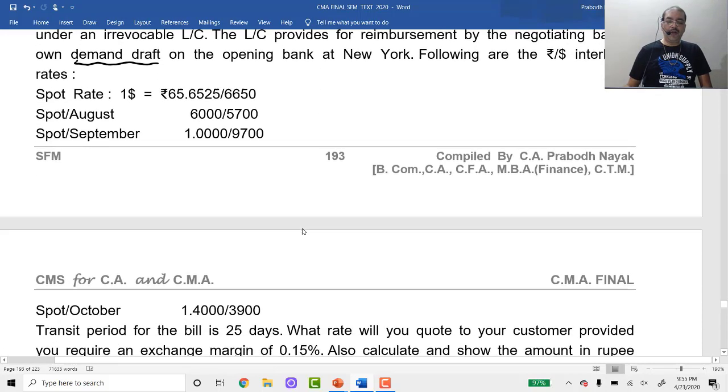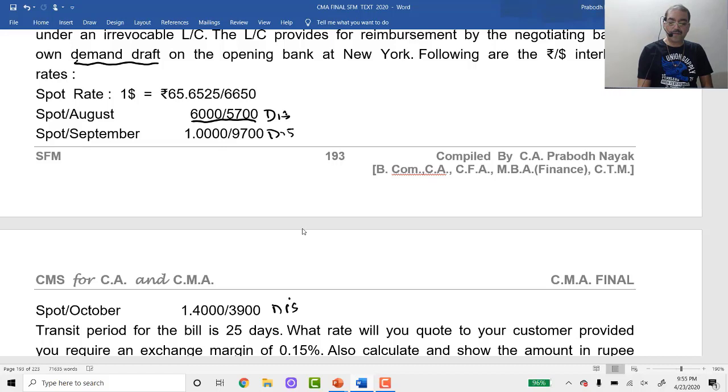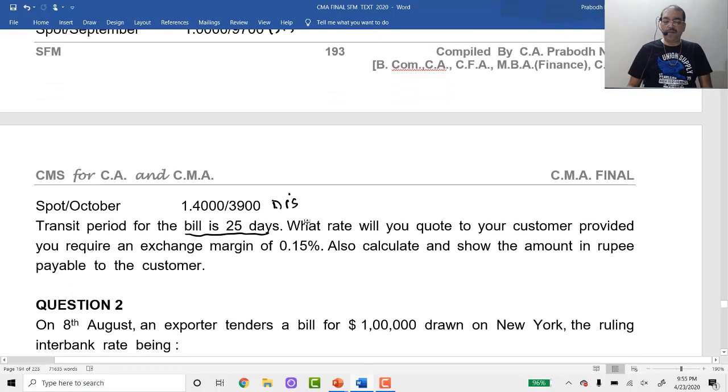Okay, so what is the meaning of this now? If you see for August, if I am going for the August rate, it is in the declining order. That means it is at discount. This is again at discount. If you see the next one, that is again at discount. So all your forward rates are at discount. Transit period for the bill is 25 days. Even if they do not give this, I told you, the transit period will be taken as 25 days. What rate will you quote to your customer provided you require an exchange margin of 0.15%? Also calculate and show the amount in rupees payable to the customer.